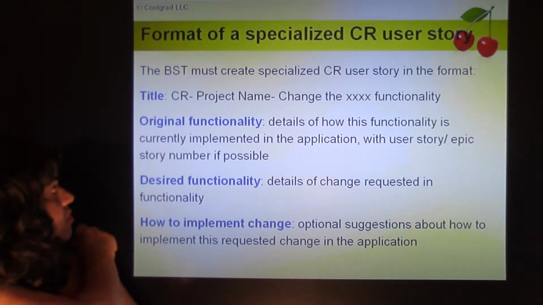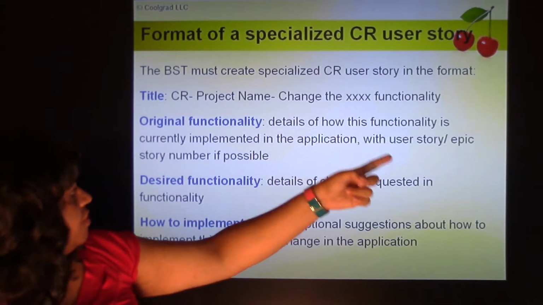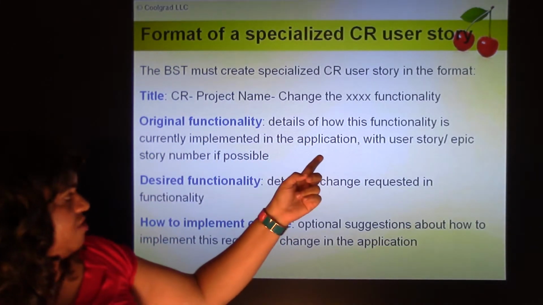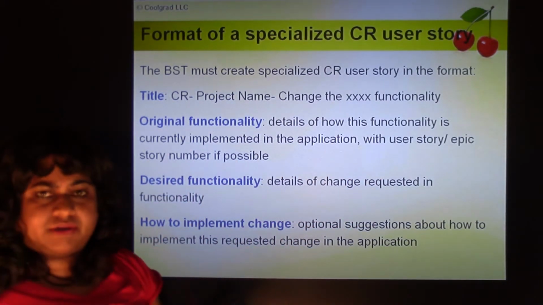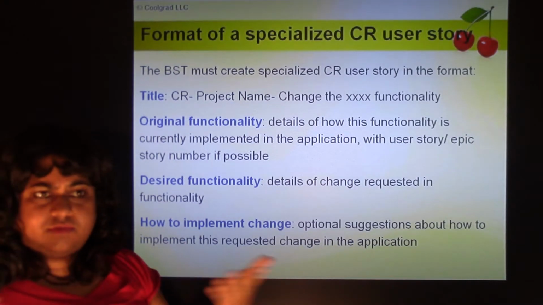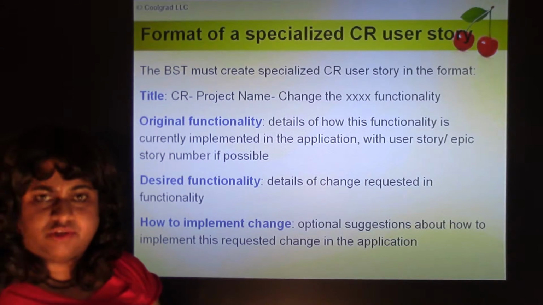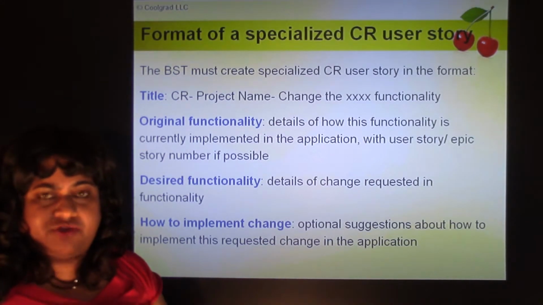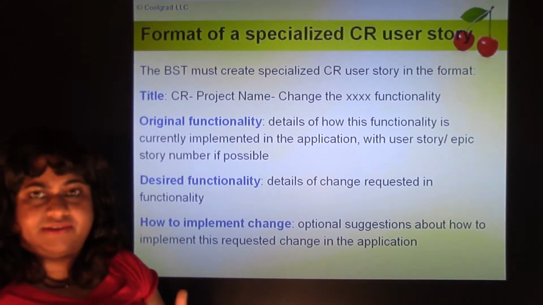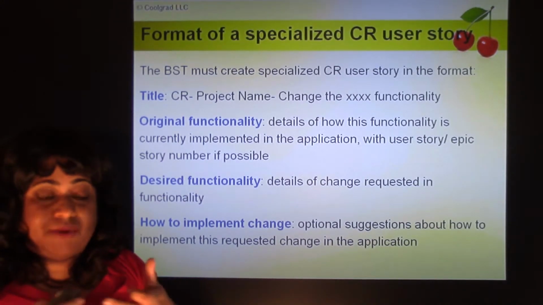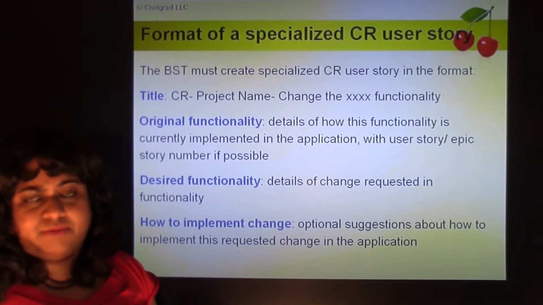And then original functionality: details of how this functionality is currently implemented in the application, with user story and epic story number if possible. So this is about the currently existing functionality. What is the current functionality? How is it being done? So link it to the user story which is currently implementing this functionality, or copy paste those details over here with the story reference numbers. It might be linked to multiple stories. Put in all those details or links and say this is how it is currently being implemented.